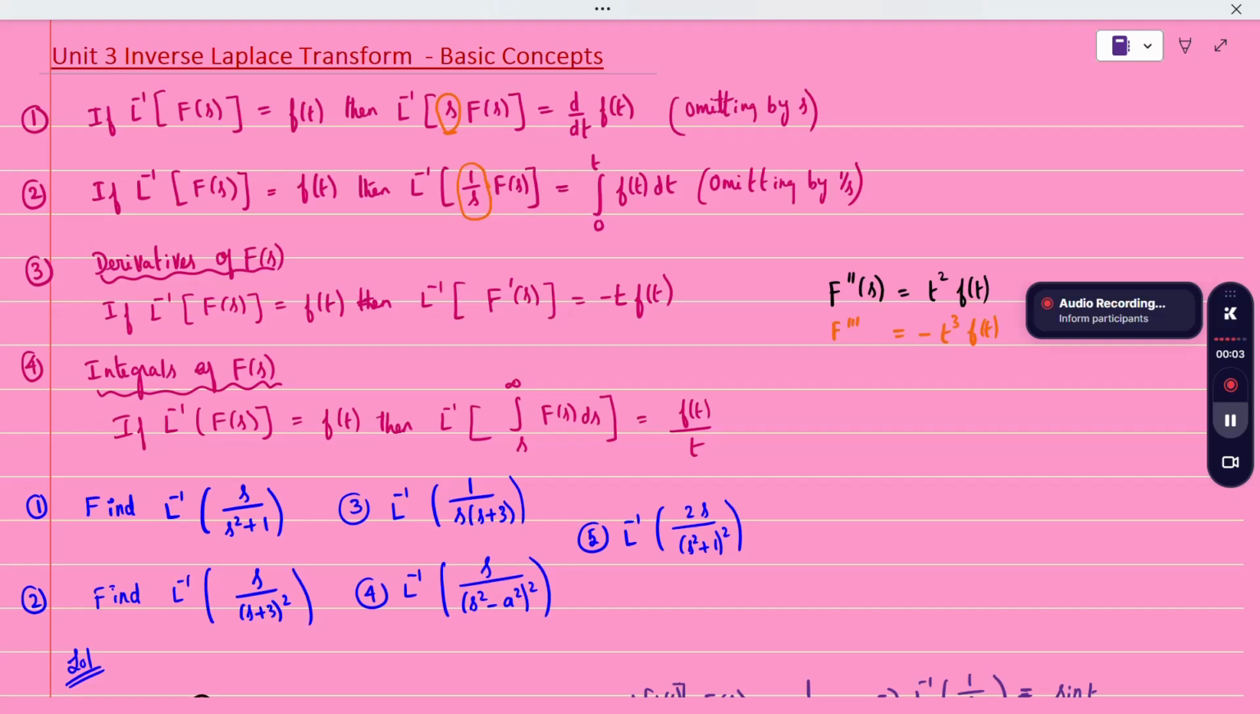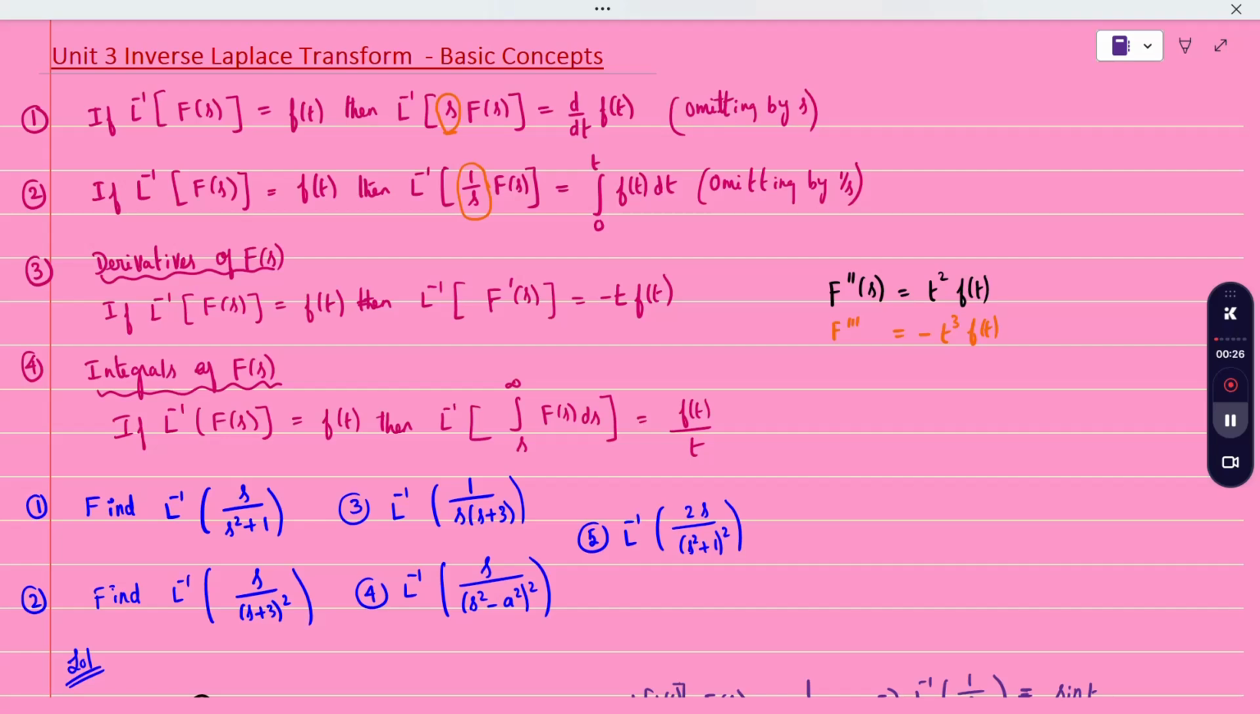Hi all, today's topic is inverse Laplace transform, the basic concept. I have taken a 4 derivative. So what is our first condition? If L inverse of F of s equals f of t, then L inverse of s into F of s, when I have s into F of s, is nothing but I will remove this s and write d by dt of f of t. Omitting s is the first condition.